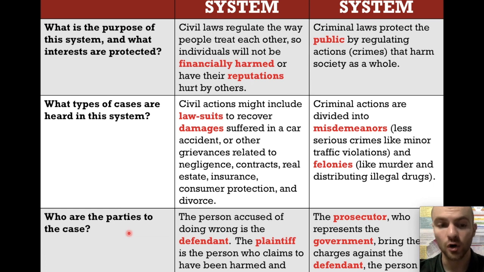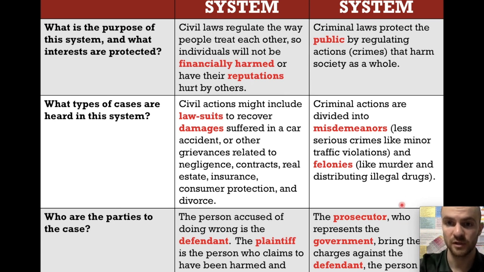So who are the parties to the cases? Let's start out with the criminal justice system. In the criminal justice system, the prosecutor, who represents the government, brings the charges against the defendant, the person who is accused of the crime. So the prosecutor, that's a term that's only used in the criminal justice system. That's not used in the civil justice system. The prosecutor always represents the government.